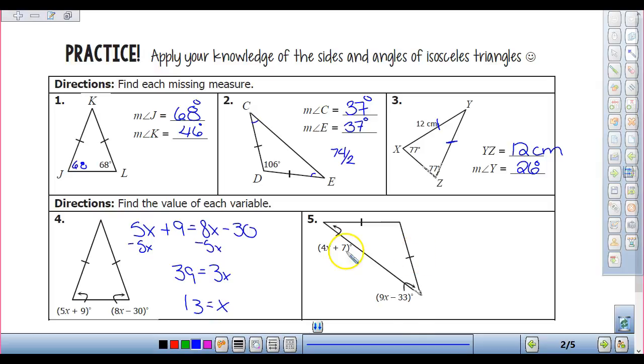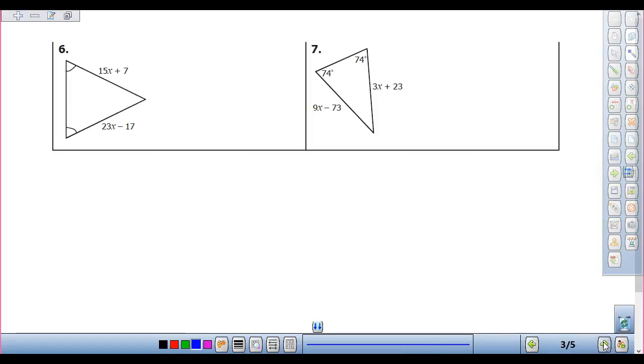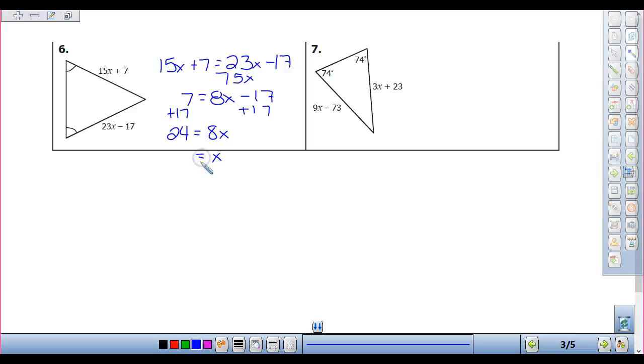Okay, if these two sides are congruent, what do I know about the angles? They're congruent. Do I have to do that one? You guys are good? Are you sure? All right. If these two angles are congruent, what do I know about those two sides? They're congruent. So 15x plus 7 equals 23x minus 17. Congruent, yep.